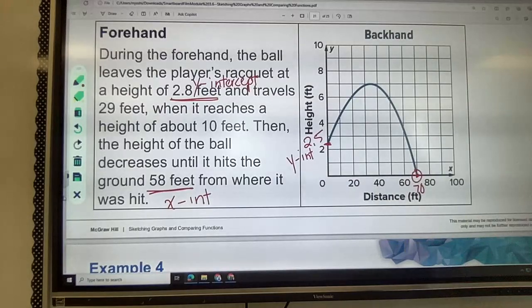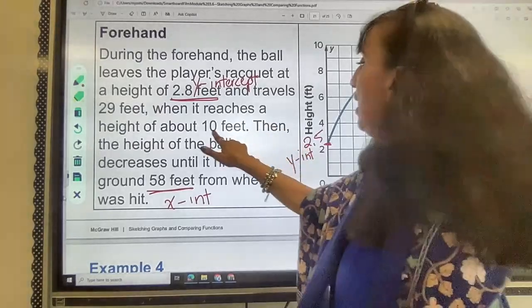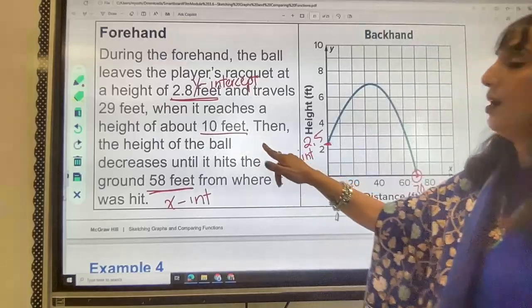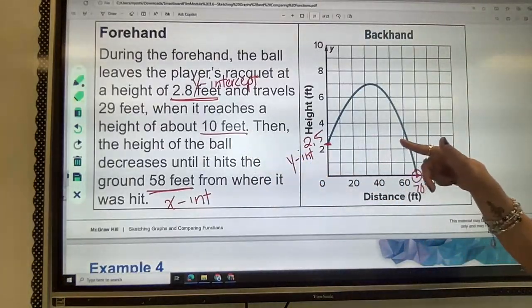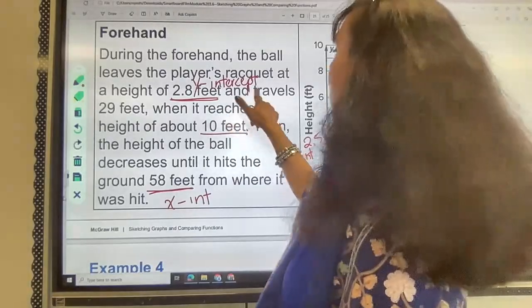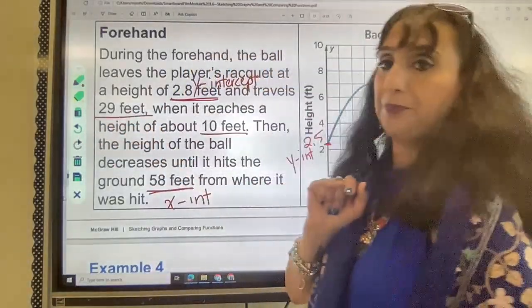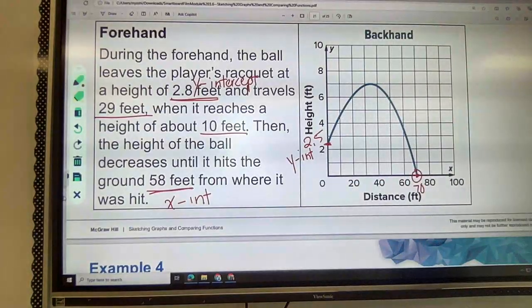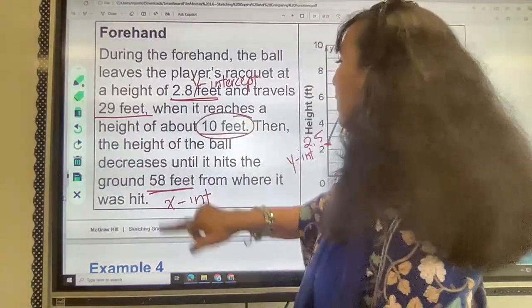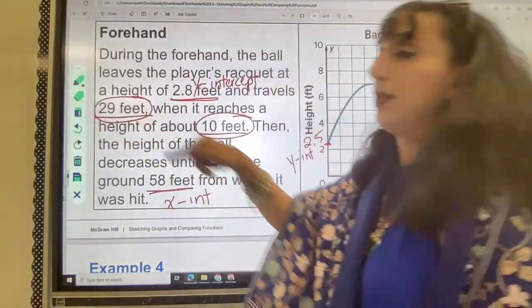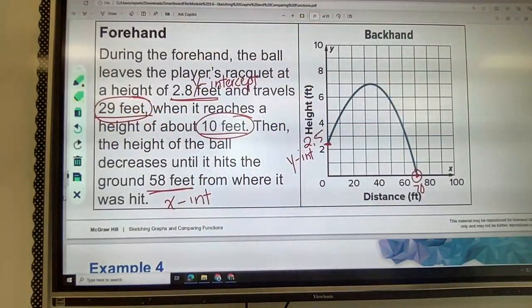Then the extrema. In the forehand, the maximum height is 10 feet. What's happening then? When x is equal to how much? The ball travels 29 feet. So the maximum height is how much? It is 10 feet over here. So when my x is 29 feet, the maximum height is 10 feet. This is my extrema.